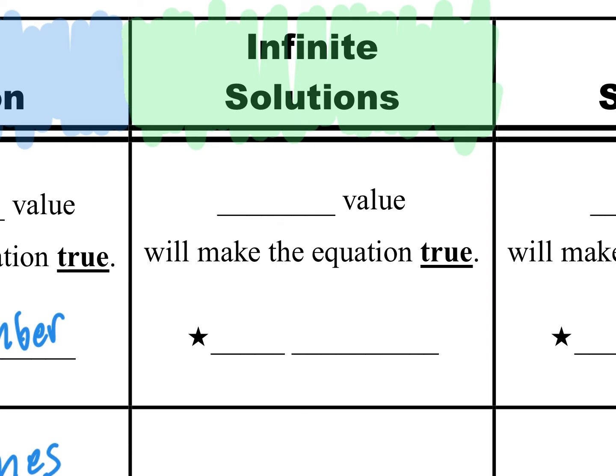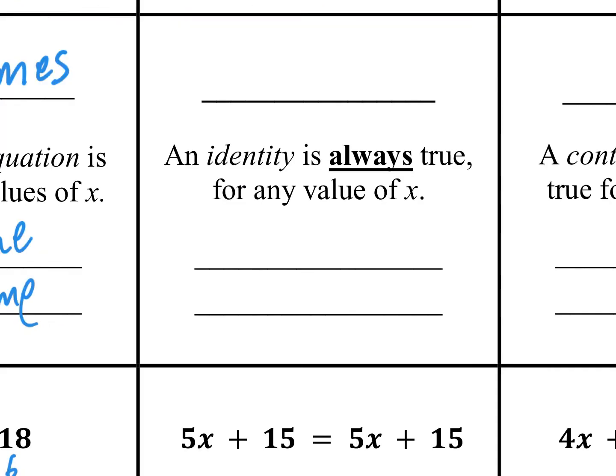Now let's look at the case where an equation has infinite solutions. In this case, any value will make the equation true. So your answer can be any number whatsoever. It can be a whole number, a fraction, a decimal. It doesn't matter. The equation will always be true. An identity is always true for any value of x. It is true every time.